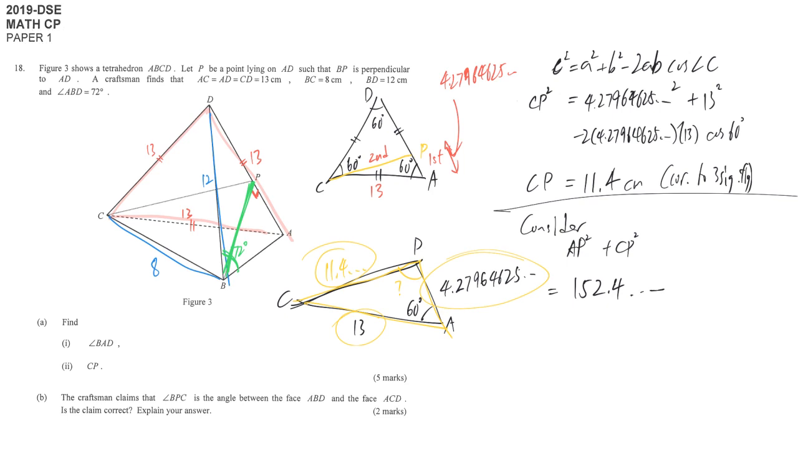Another part, we also consider AC squared is equal to 169, which is not equal to AP squared plus CP squared. Therefore, we know that angle APC is not 90 degrees. That's why this line CP cannot represent that plane. That's why the claim is not correct.